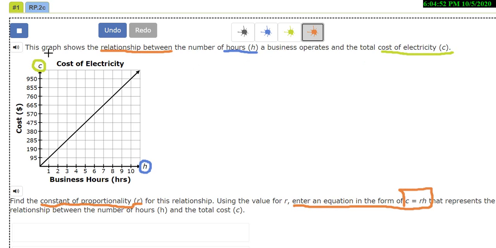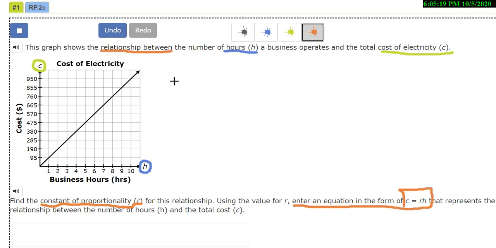All right, notice it says this graph shows a relationship between the number of hours a business operates and the total cost of electricity. Okay, so we have H and C. They didn't put Y and X, they put that. And what are they asking us to do? Find the constant of proportionality.